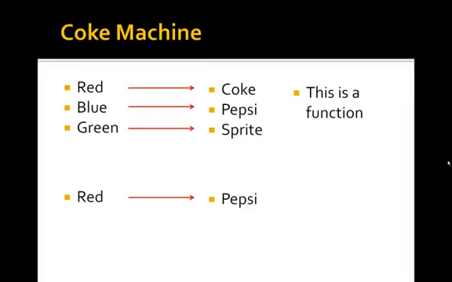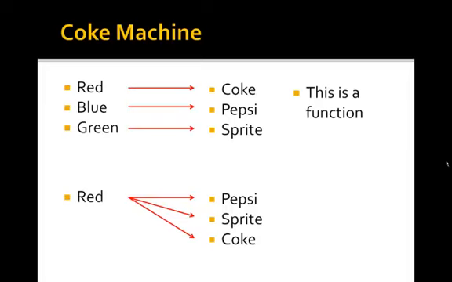I went ahead and I tried to press that red button one more time. Only this time, it actually gave me a Sprite. Now, I thought that was really strange. It's never done this before. So I pressed that red button again, and it gave me another Sprite. It seemed like I couldn't really predict what was coming out of this Coke machine anymore. So I pressed that red button one more time, and finally it gave me a Coke.